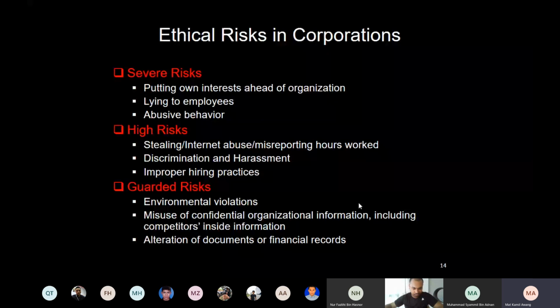Guarded ethical risk. Examples are environmental violations, misuse of confidential government or organizational information, including competitors' inside information, and alteration of documents or financial records. So these are the types of ethical risk.